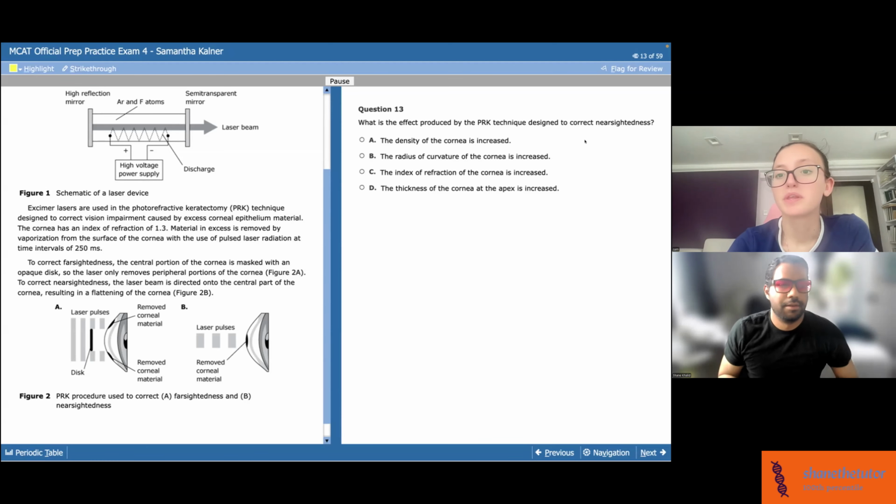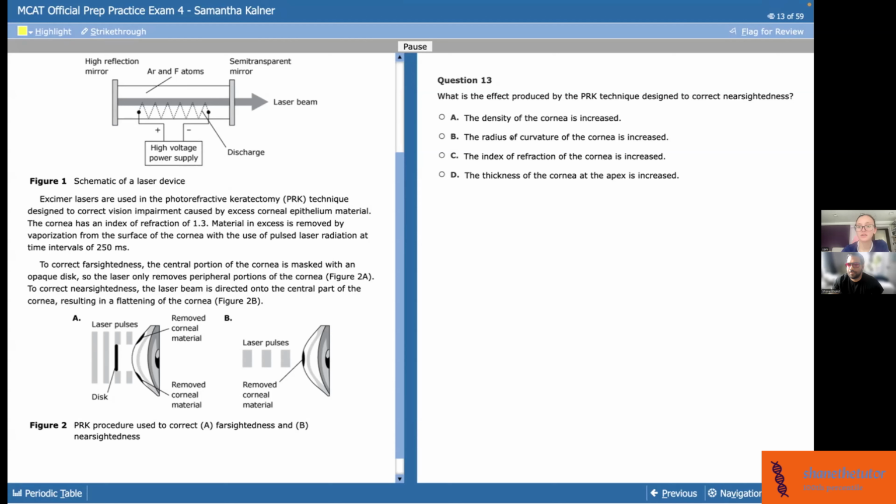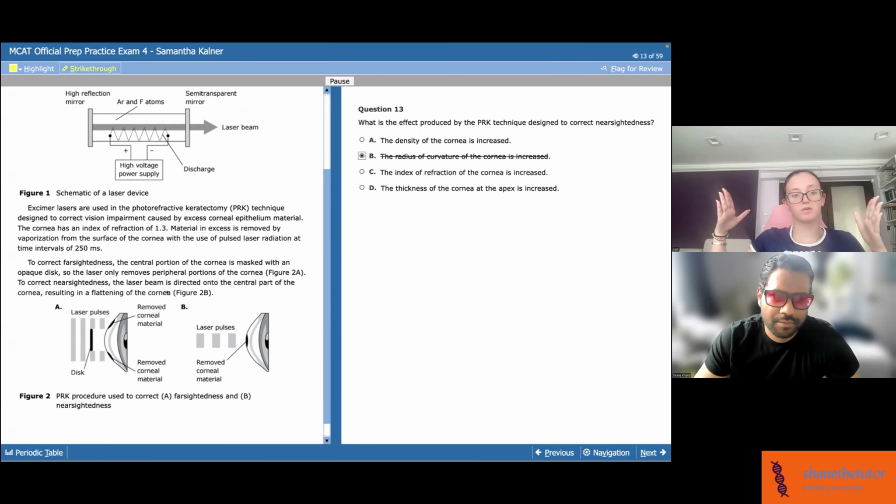Okay. What effect is produced by the PRK technique to correct nearsightedness? Removal of corneal material at the side. So the radius is decreased, not increased. So this one's wrong. The thickness of the cornea at the apex is increased. Would it push it out more if you're removing from the sides? But it's not the thickness, it'd be the diameter.